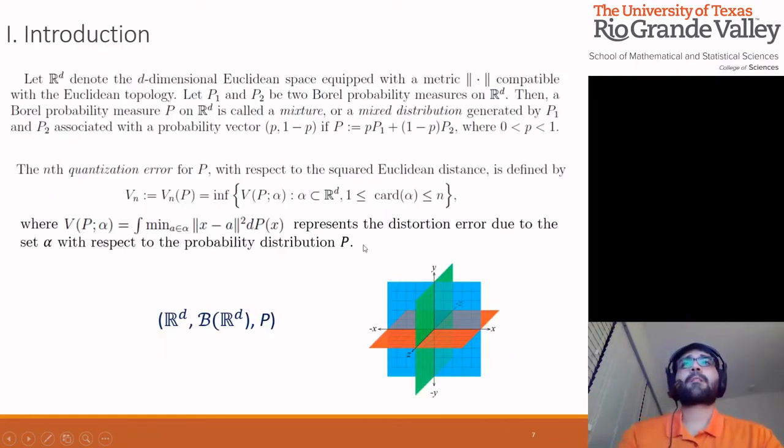Let's start with part one of the research paper, the introduction, and it's going to be some rigorous definitions in math, but bear with me, I'm going to explain later on all of this.